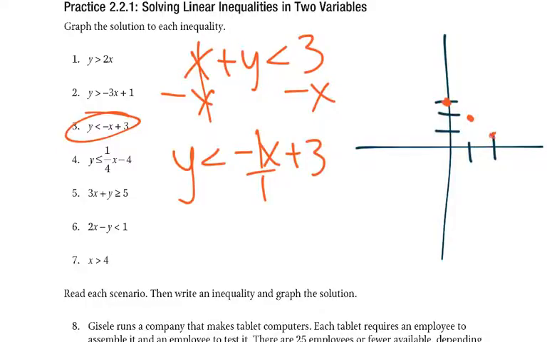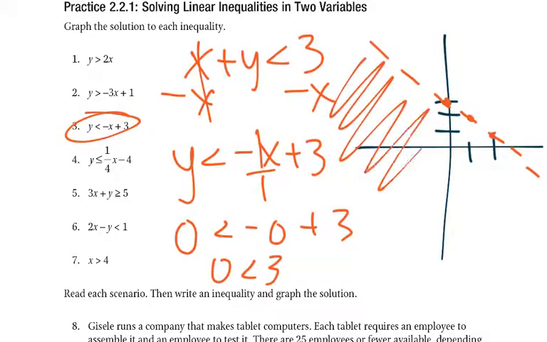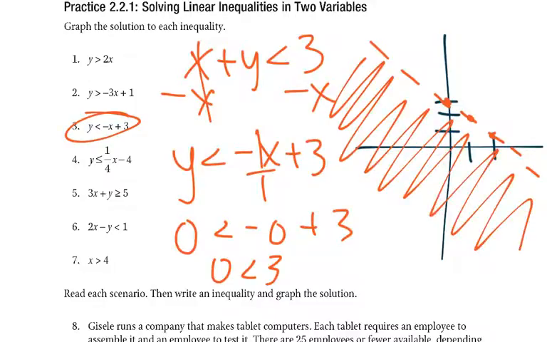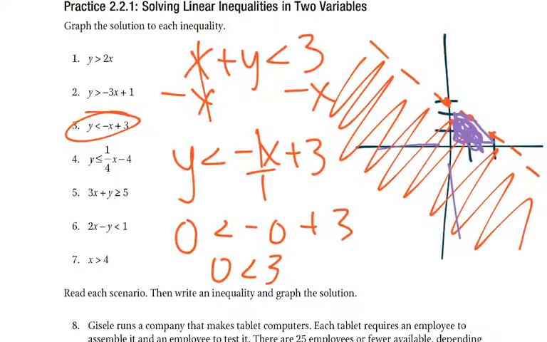There's no equal to, so I know it's a dotted line. Pick our test point 0, 0. 0 for y, 0 for x. Negative 0 is still 0, plus 3 is 3. Is 0 less than 3? It is. So we'd shade this side. Though technically we'd probably say that only this would be the area that would matter, just because you can't go into negative running or negative biking. So within those would be the points that would work for the situation. Okay? Well, there we go, guys.